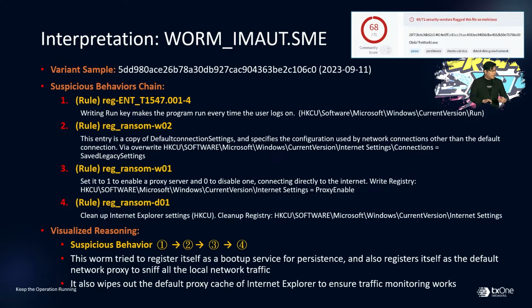Usually with some AI models, you just input the data and the output is malicious, but you don't know why it is malicious or suspicious. But in our model, because we have a baseline from the Sigma rules, and each baseline has a specific suspicious behavior, we can trigger that. So we can identify what kinds of behavior belong to this one, like this one tries to register itself as a boot-up service for persistence, and also registers a default network proxy.